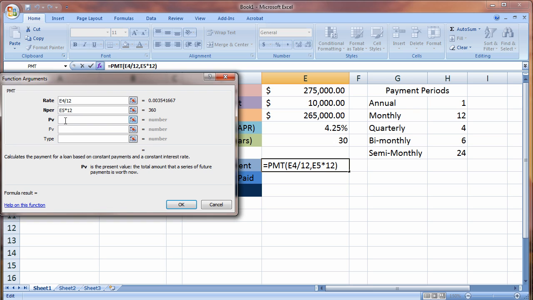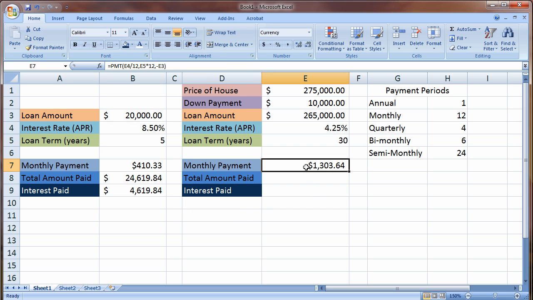Wow, that's a long time. And the present value, the amount that I'm going to borrow, $265,000. I again am going to come in here and put a negative in there just so I get a positive value. That's all I need. I'm going to say okay. So my house payment, without tax, titles, fees, all that insurance, my basic payment, $1,303.64 a month.